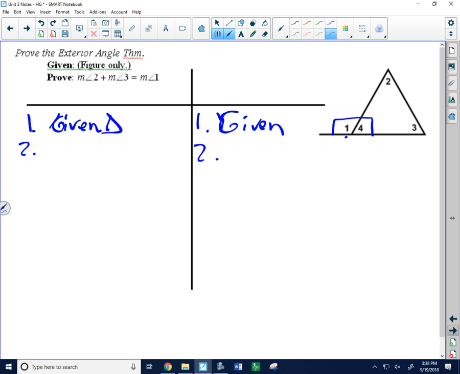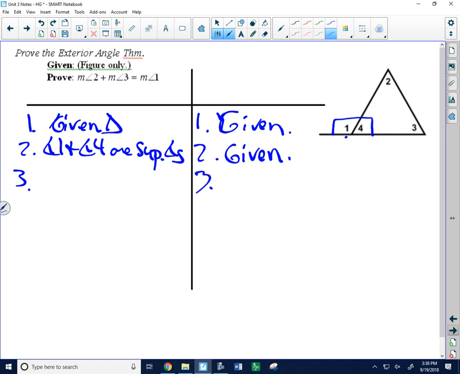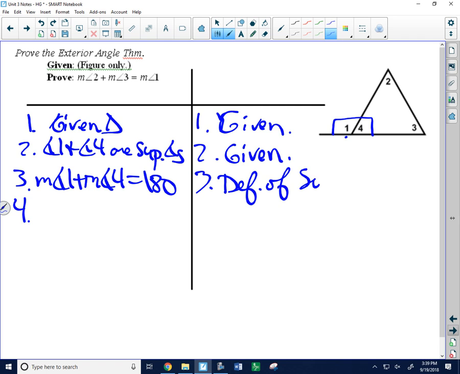Okay, so 1 and 4 are supplementary angles. You can write definition of linear pair or just given. It's given in the diagram. 1 and 4, hey, they're a straight line, so they're going to be supplementary. And from that, then we can say the measure of angle 1 plus the measure of angle 4 equals 180. That is just the vocab word, supplementary, definition of supplementary angles.